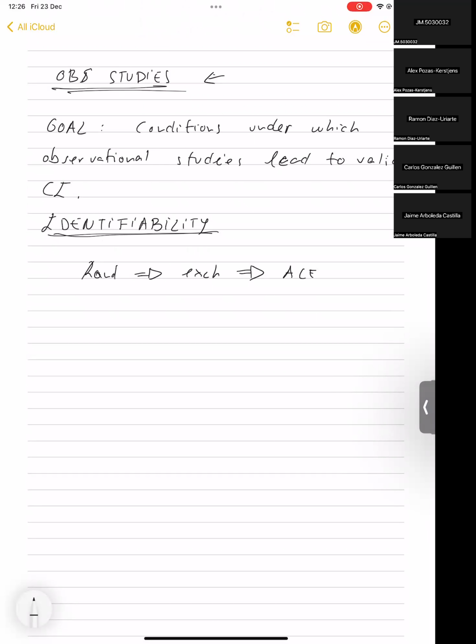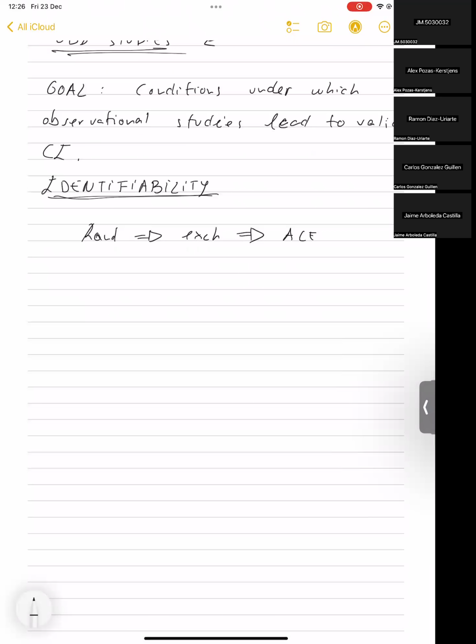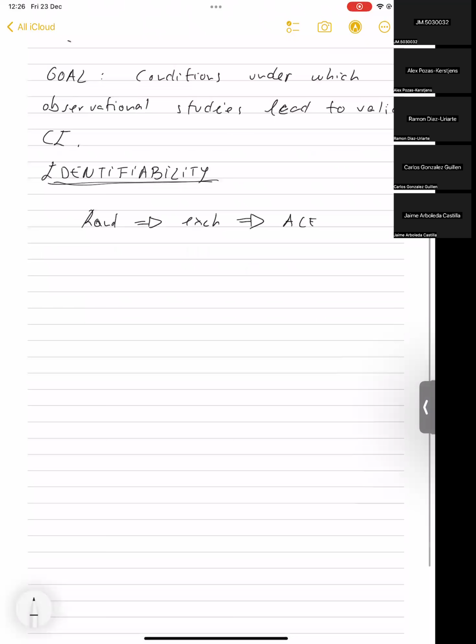But in observational studies, this is not generally the case. Exchangeability in general doesn't hold. Exchangeability does not hold in observational studies in general.